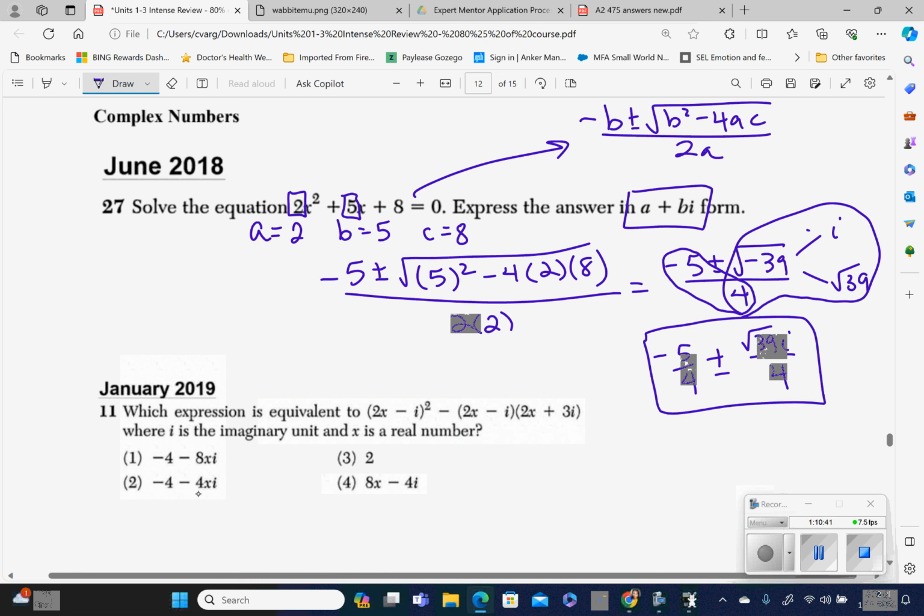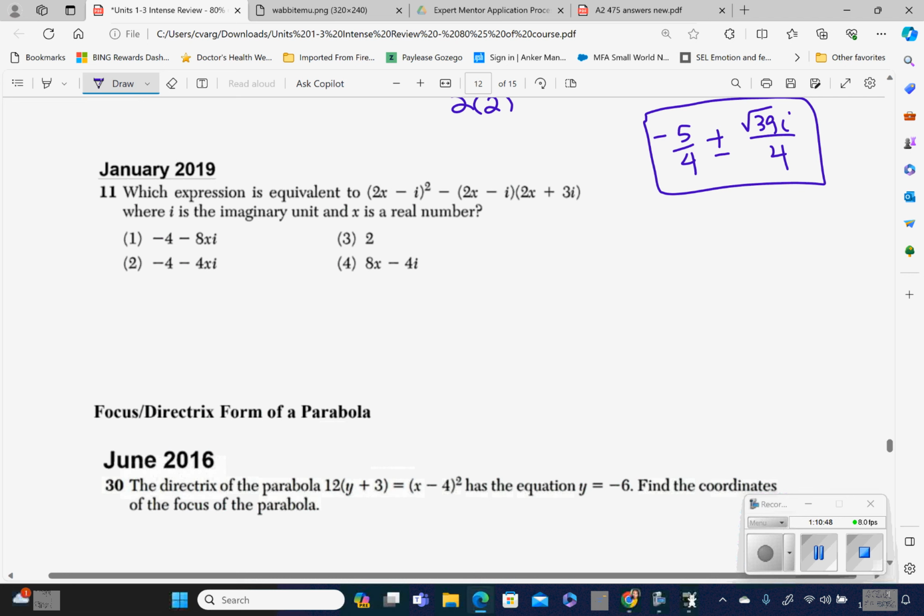So the radical 39, the i came out. There's a 4 on the bottom. Why did the i come out? Because it told me to put the i at the end. So I do that. Equivalent.